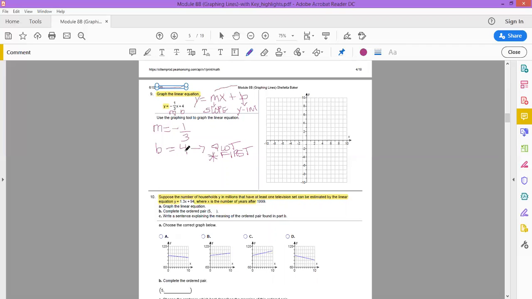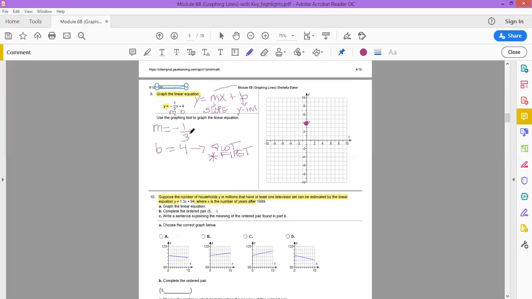Since our y-intercept is 4, we're going to go to 4 on our y-axis. Here's our y-axis moving up and down. We're going to go to 4 and plot that point. That's our y-intercept. And then we'll use the slope in order to find a second point.